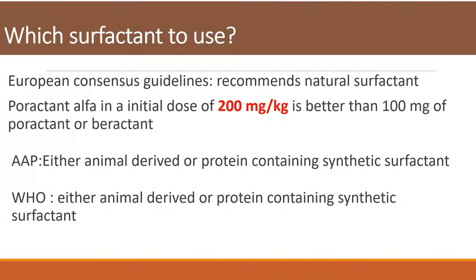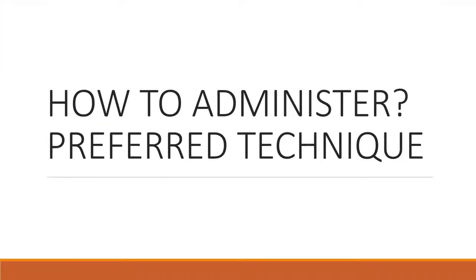So coming to the consensus on which surfactant to use, this is what most of the consensus bodies recommend. The European Consensus Guidelines recommends natural surfactant overall over synthetic surfactants. Particularly, they recommend Poractant alpha at an initial dose of 200 milligram per kg. Whereas the American Academy of Pediatrics recommends either animal-derived or protein-containing synthetic surfactants. The World Health Organization endorses the use of animal-derived or protein-containing synthetic surfactants again.